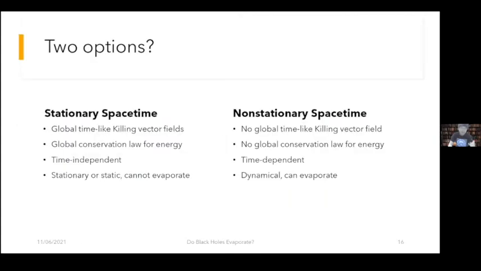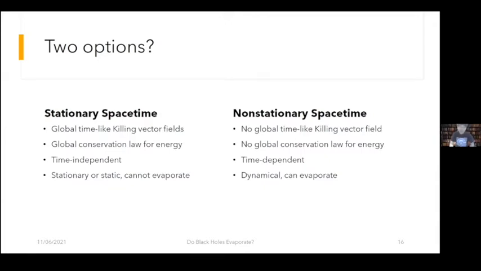Right. So I think with these ingredients in play, we can formulate a simple, naive dilemma. There are two options, it seems to me, at first glance. You have a stationary black hole spacetime, or one that could be modeling a black hole, where you have a global time-like Killing vector field and a global conservation law for energy. It's time independent, stationary or static. But this means it cannot evaporate, because it's not changing in time. It's just there. Whereas the non-stationary spacetime generically has no global time-like Killing vector field, and therefore no global conservation law for energy. But it is time dependent, so it's dynamical.